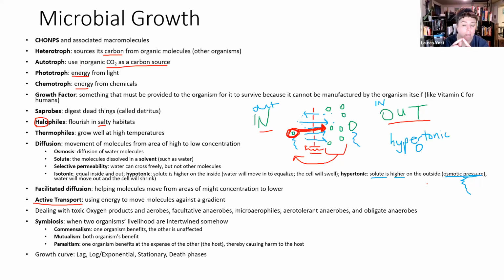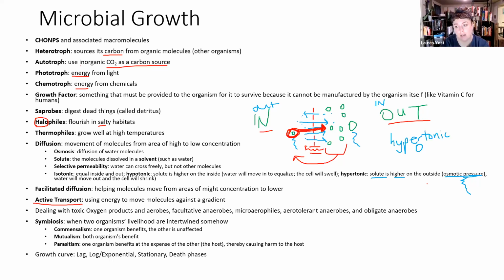Tuberculosis is an example. Then we have facultative anaerobes. These guys live fine with oxygen. They do well with oxygen. They make more energy with oxygen. But if you deprive them of oxygen, then they will go through something called fermentation, which we'll talk about later. And we have microaerophiles, which can survive with very, very little oxygen. We have aerotolerant anaerobes. These guys don't need oxygen at all. They survive without oxygen, but can survive in the presence of it.